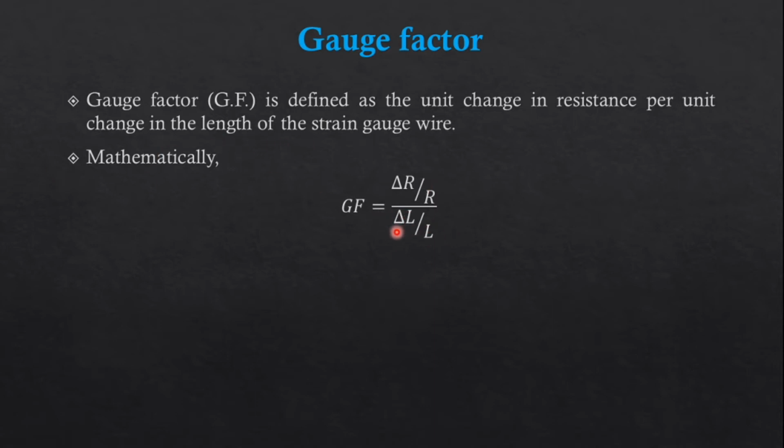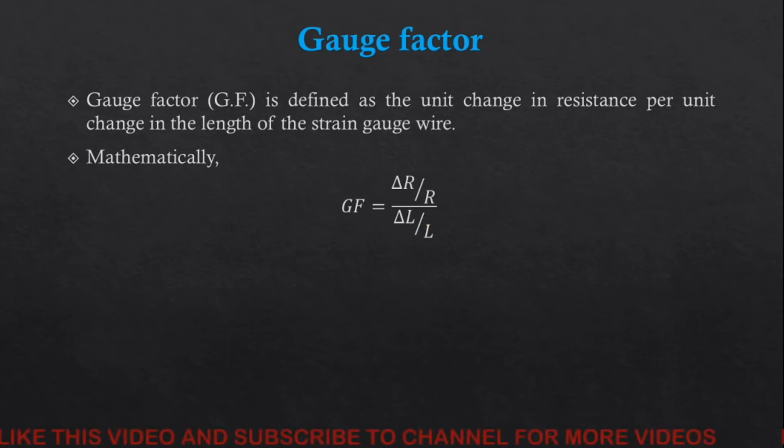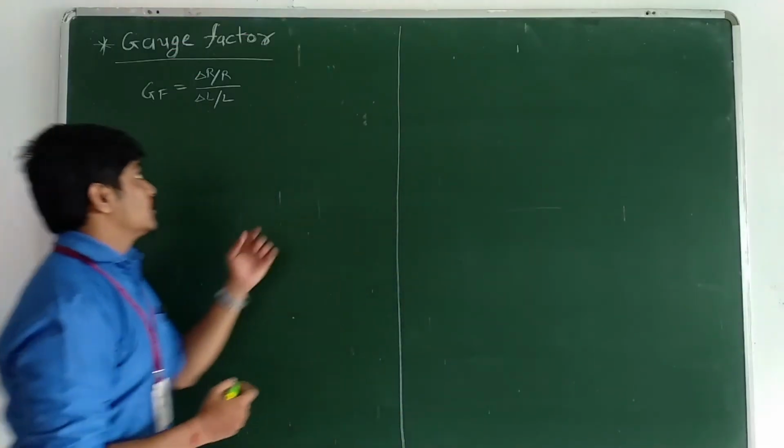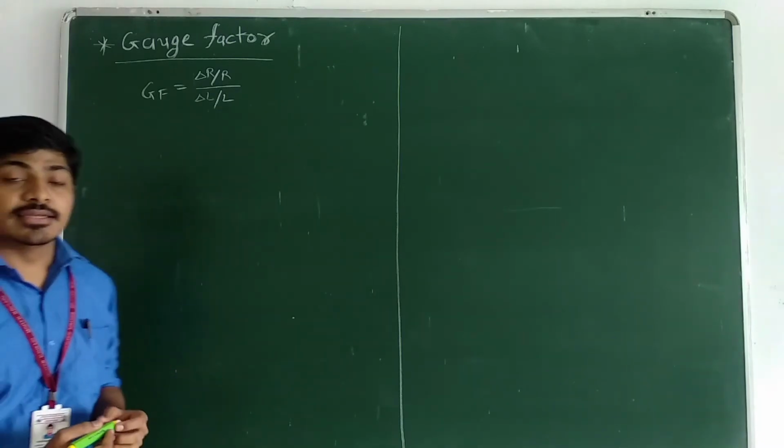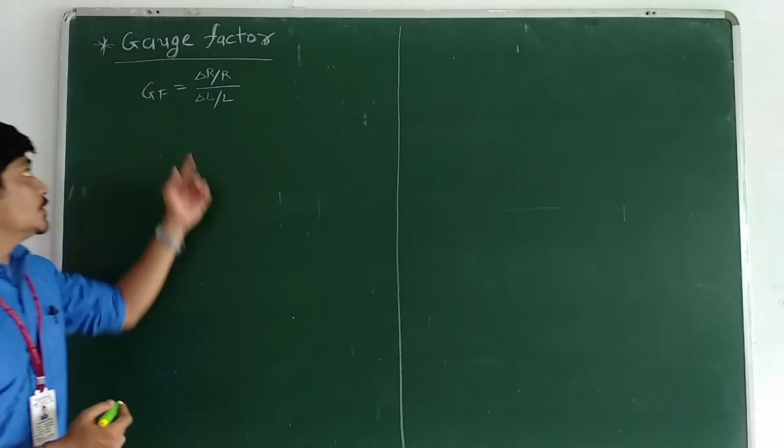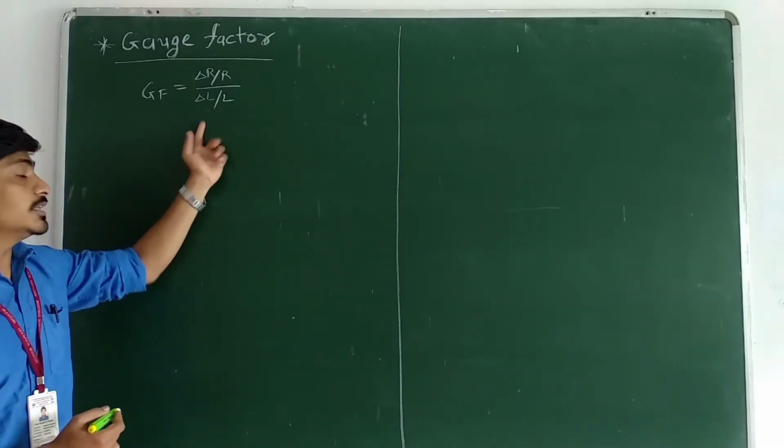So this is the unit change in resistance, and the unit change in length, that is delta L by L. Over here delta L is the change in length after application of the force, and L is the actual length before the force. So it is called a unit change in length of this gauge wire. It is mathematically expressed as GF is equal to delta R by R divided by delta L by L. So it is defined as unit change in resistance per unit change in length.